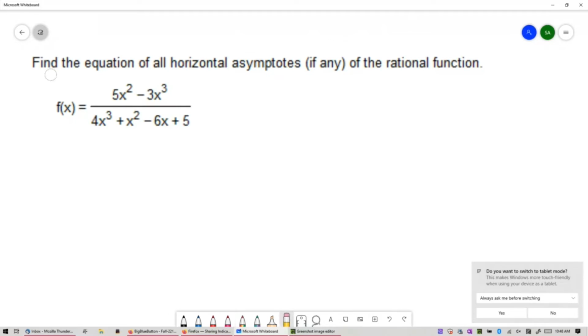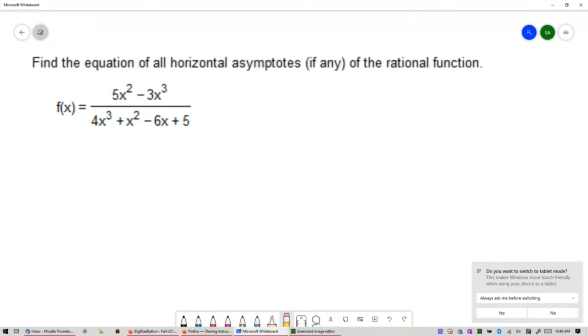So on this question, we want to find the equation of all horizontal asymptotes, if it has any, of this rational function. We have the rational function f of x equals 5x squared minus 3x cubed over 4x cubed plus x squared minus 6x plus 5.